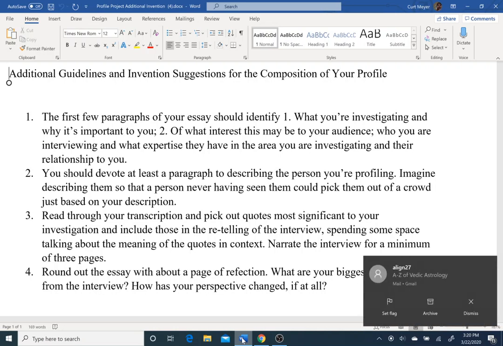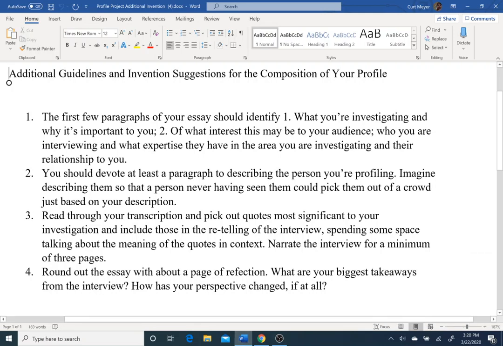How may they be invested in this as well? Why may they be interested in it? And again, think about to whom you may be writing, right? I'm going to be your primary reader for this particular essay, but I may not be the person to whom it's addressed. So think about to whom you are addressing this particular profile, right? How do you feel that they're going to be hooked into it? So think about that. Who are you interviewing and what expertise do they have in the area you're investigating, right?